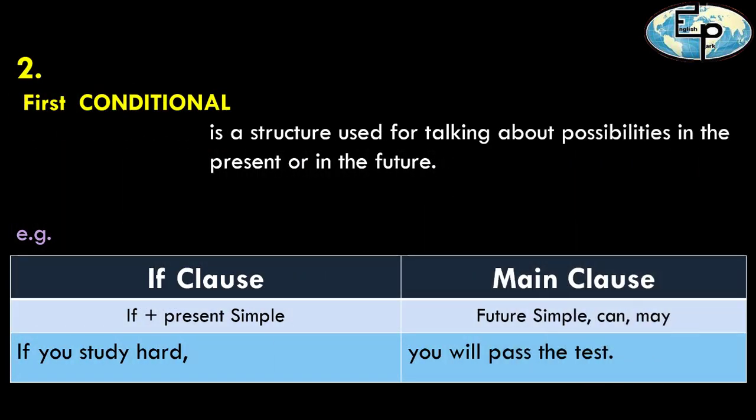Number 2. First conditional is a structure used for talking about possibilities in the present or in the future. For example, if clause: if plus present simple, and main clause: future simple, can, may, etc. If you study hard, you will pass the test.